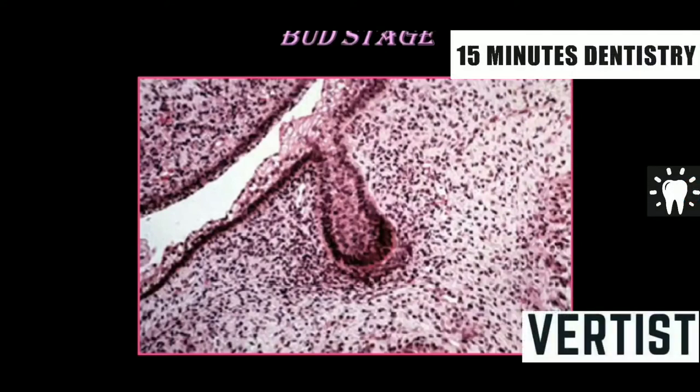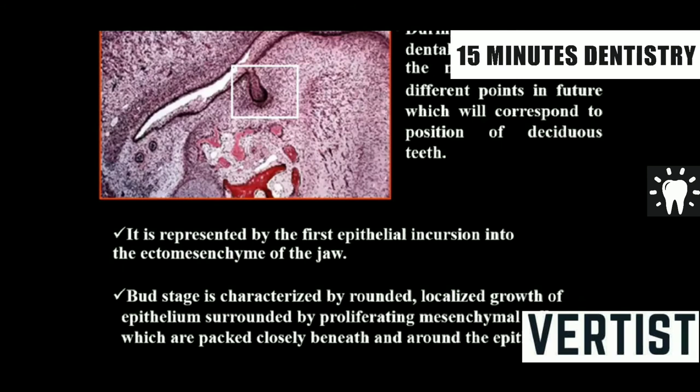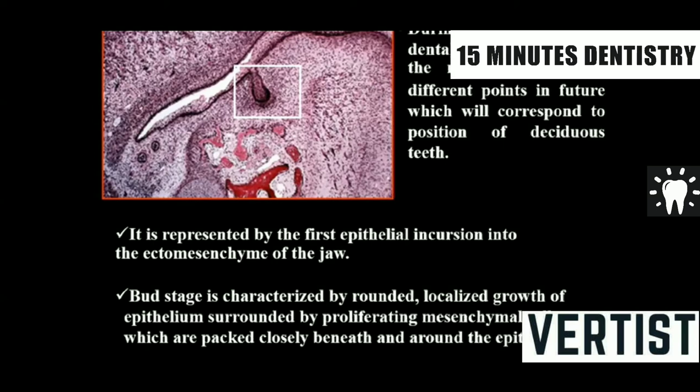In the bud stage, you can see the epithelial structures going inside the cellular myxomatous connective tissue, which is ectomesenchyme. During the bud stage, dental lamina goes into the mesenchyme at 10 different points. It is represented by the first epithelial incursion into the ectomesenchyme, and the bud stage is characterized by round, localized growth of epithelium surrounded by proliferating mesenchymal cells, which are packed densely around the epithelial buds.